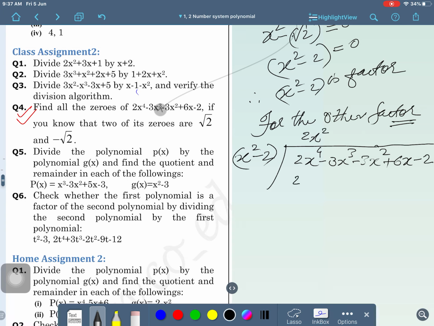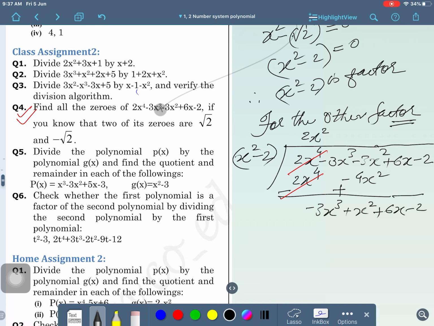Now multiply 2 to the power x to the power 4, and 2 2s are 4. The same degree is to be written under the same, negative and positive, so here it cancels. What is next? Bring down the remaining terms: 3x to the power 3, plus 1 times x to the power 2, and plus 6x minus 2.